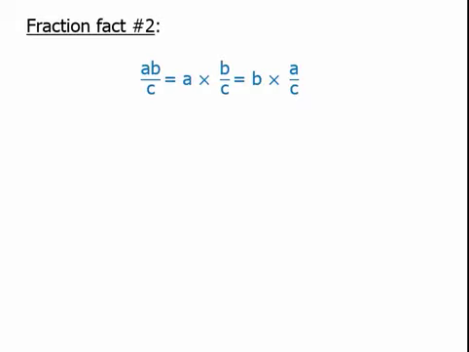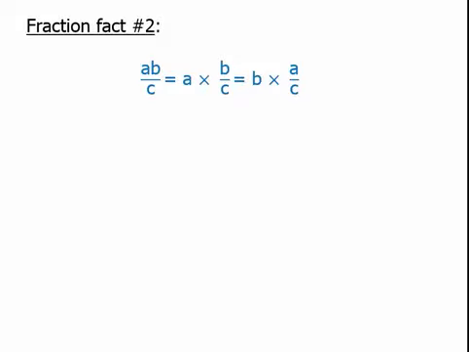Fraction fact number 2, this one doesn't really have a name, but the basic idea is that if you think about order of operations, multiplication and division are at the same level of priority. We can multiply and divide in any order. Now, I'll add the caveat, everything in the numerator has to stay in the numerator, everything in the denominator has to stay in the denominator. If we start multiplying by something we were dividing by, that's a problem.